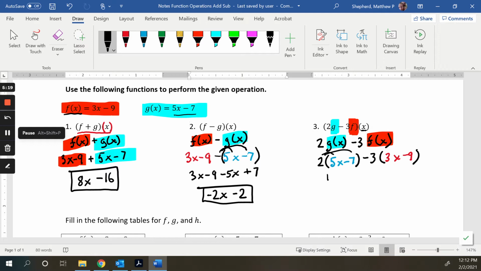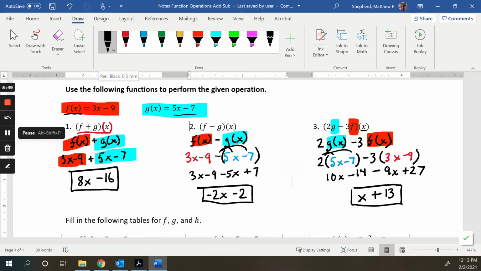So 2 times 5x is 10x, 2 times negative 7 is negative 14, negative 3 times 3x is negative 9x, negative 3 times negative 9 is plus 27. 10x minus 9x is just 1x, and negative 14 plus 27, sorry, is going to be 13. And there we go.